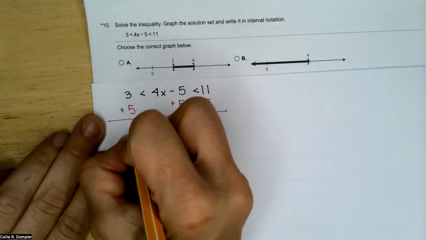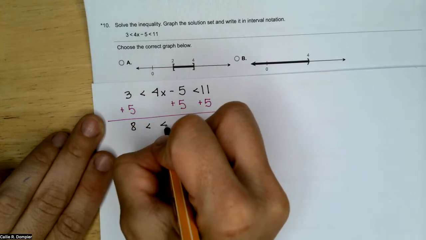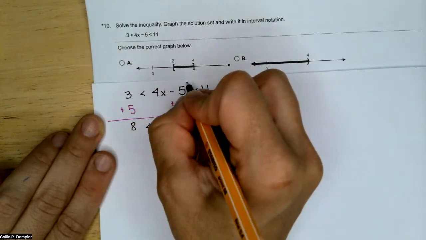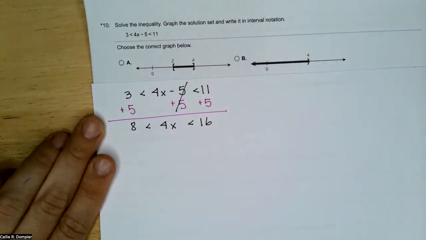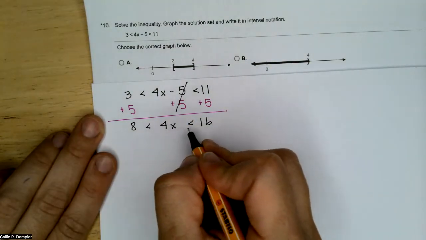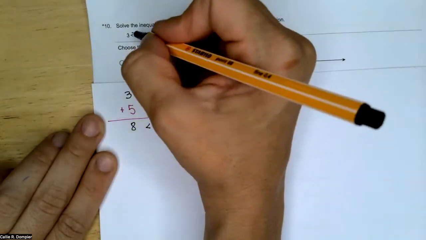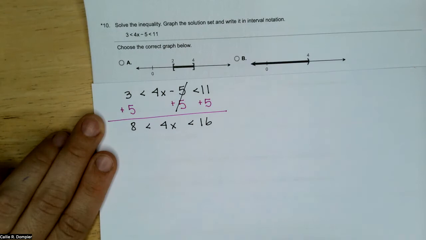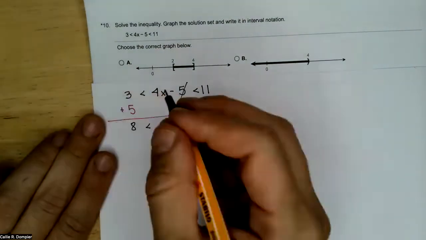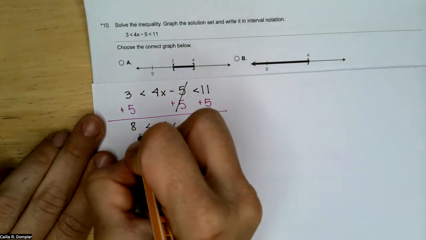Good. 3 plus 5 is 8. Negative 5 plus 5 cancels out. 11 plus 5 is 16. Good. So I have 8 is less than 4x is less than 16 because I added 5 to the left, the middle, and the right side. Good. Now I'm just going to divide all 3 sides by 4.